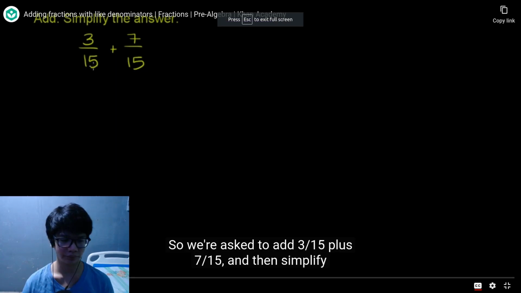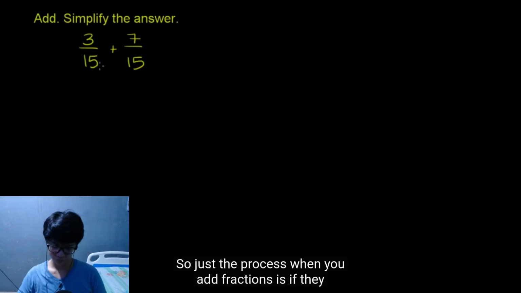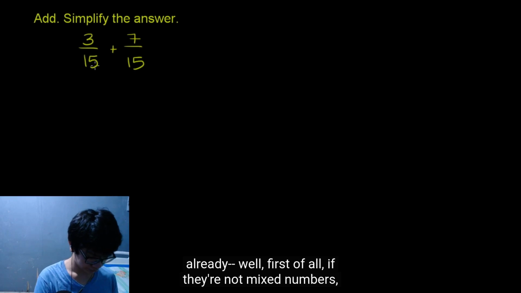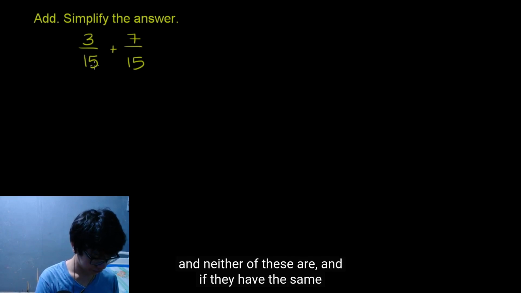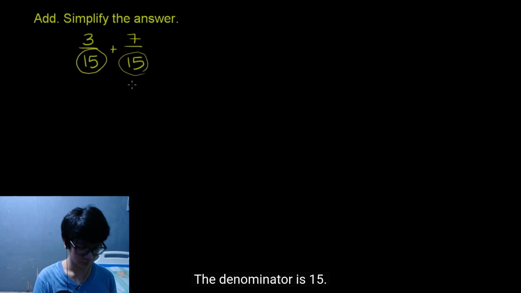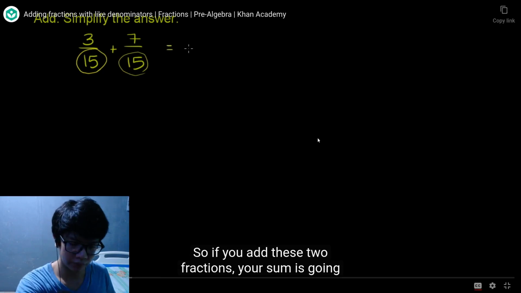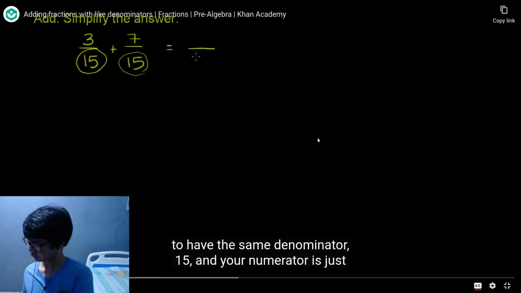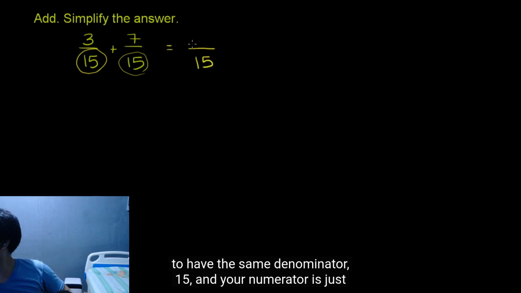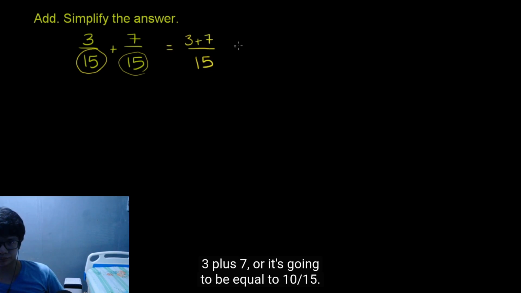So we're asked to add 3/15 plus 7/15 and then simplify the answer. The process when you add fractions is, first of all, if they're not mixed numbers, and neither of these are, and if they have the same denominator, which they do, 15, then your sum is going to have the same denominator, 15, and your numerator is just going to be the sum of the numerators. So it's going to be 3 plus 7, or equal to 10 over 15.